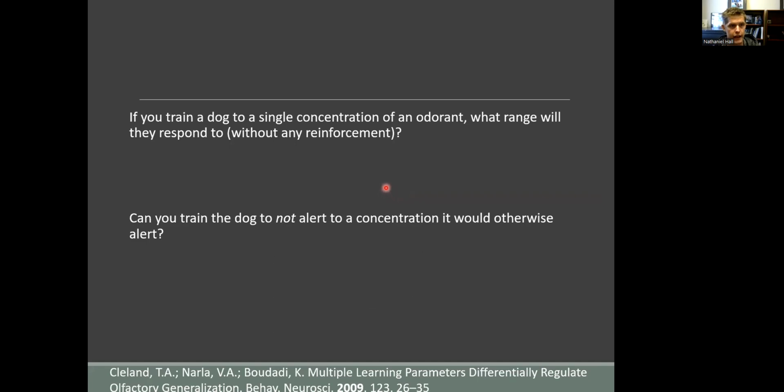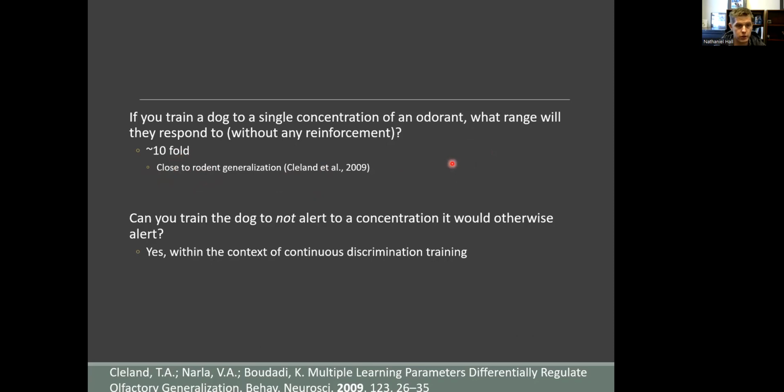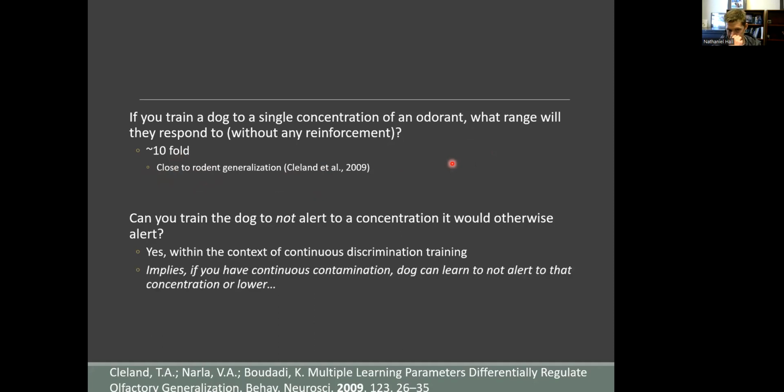So to answer, if you train a dog to a single concentration of an odorant, what range will they respond to? It was about 10-fold lower than what that training target happened to be. And this is actually close to what has been demonstrated with rodent generalization and concentration as well. And can you train the dog to not alert to a concentration it would otherwise alert to? And the answer seems to be yes, within the context of continuous discrimination training. So what this does imply is that if you have continuous discrimination training, dogs can learn to not alert to a detectable but lower concentration of that odor that's even just within 10-fold of their training target.